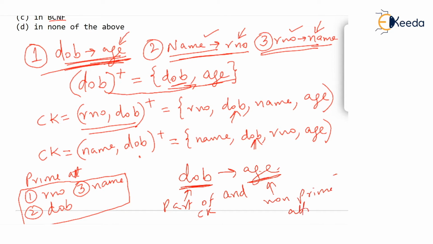And age is a non-prime attribute because the prime attributes are roll number, date of birth, and name as listed here. So the very first dependency is the partial dependency. This is the partial dependency. That is, part of the candidate key is determining a non-prime attribute. Isn't it so? Something interesting you watch.